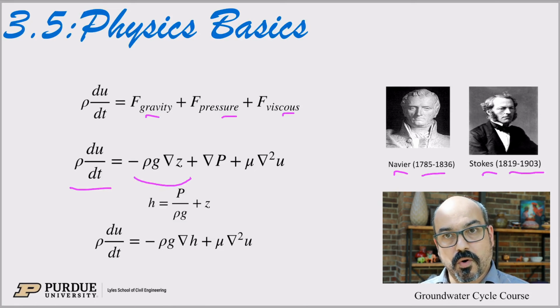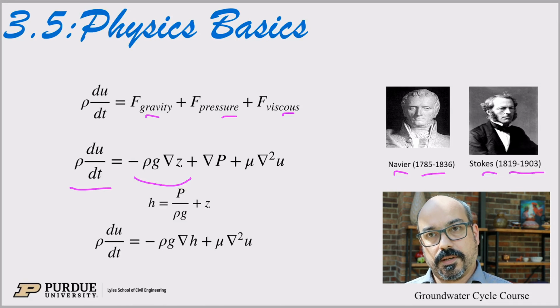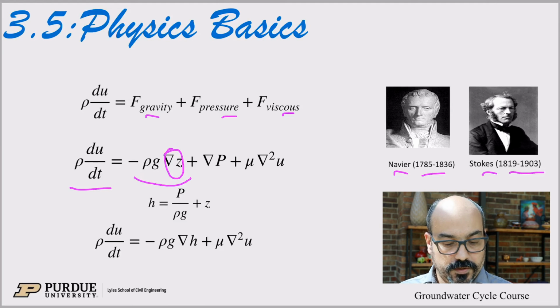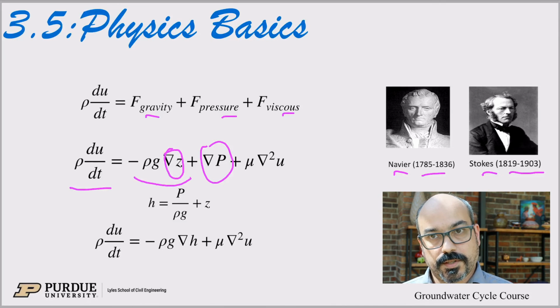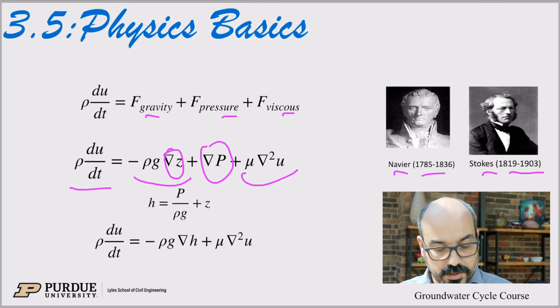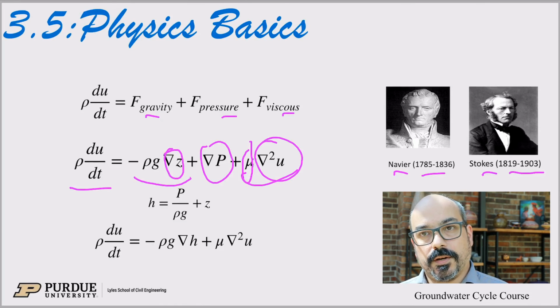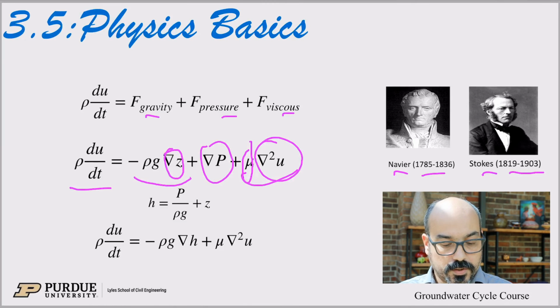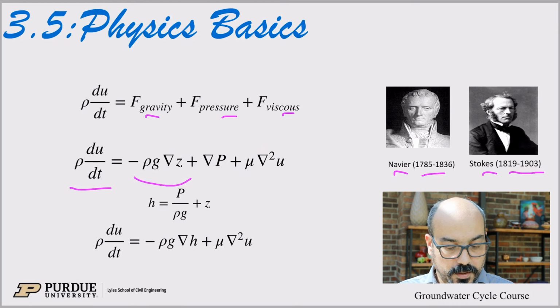But for now, we can write that the acceleration and mass, or rho du dt, equals, again, the gravity, so that's rho g, the density times the gravity times the difference in elevation. So that's a potential energy due to gravity, if you want. The pressure forces: if there's pressurized flow, there's pressure forces in the fluid that need to be accounted for. And then finally the viscous forces, so mu here is viscosity, and del squared u here is the second spatial derivative of velocity.